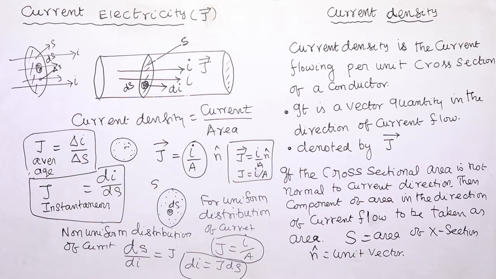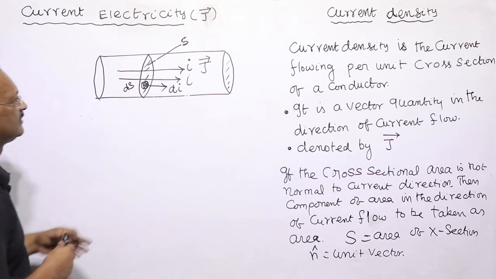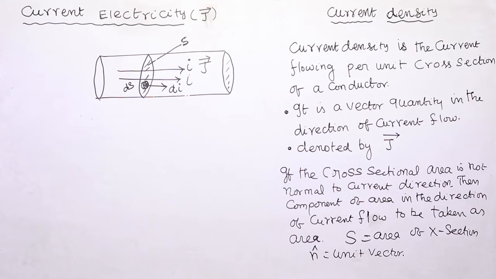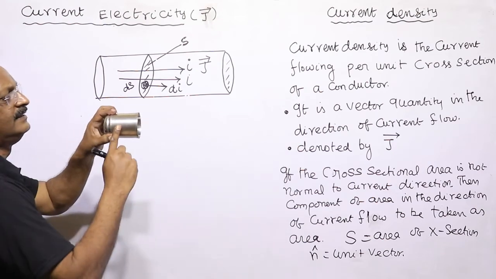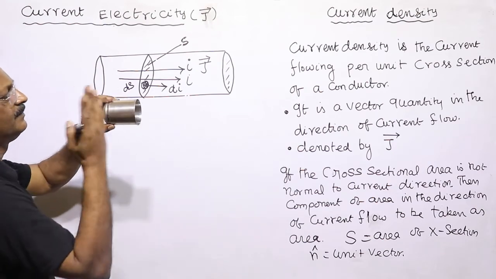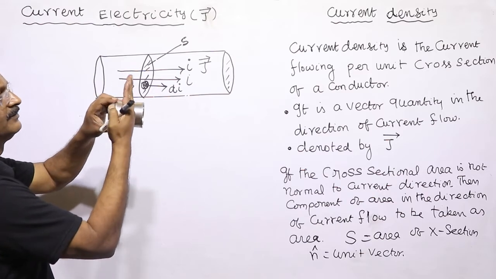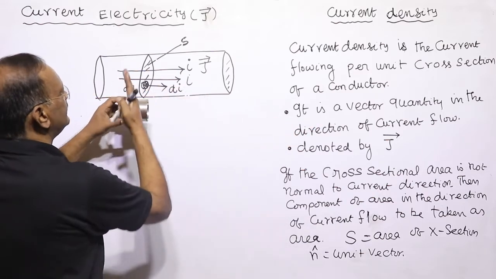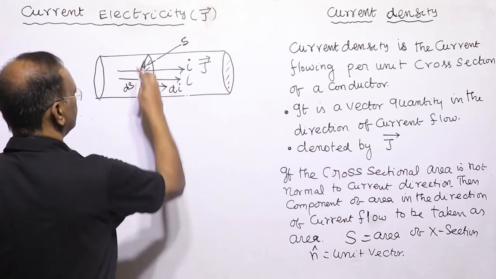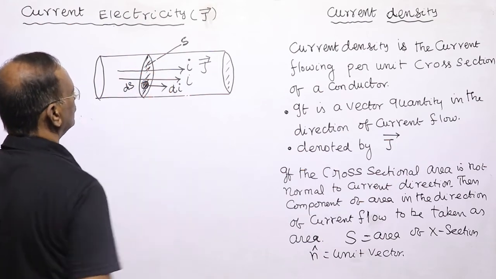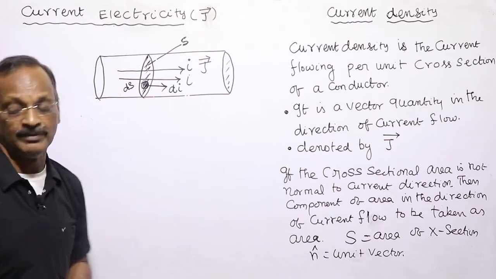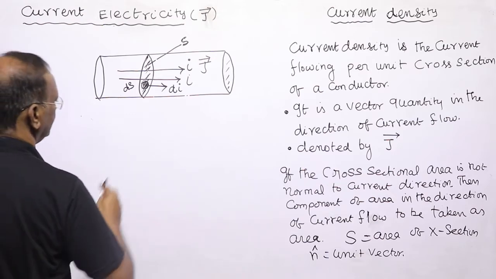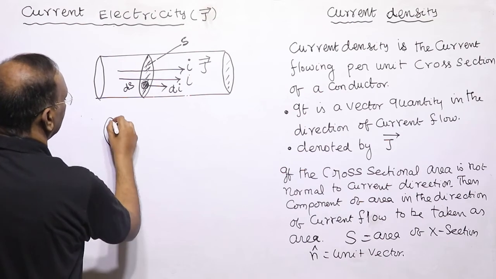Next thing we see: suppose this is the conductor, this is the conductor length. Say we take a cylindrical shape, and if we cut it, the area of cross section is perpendicular to the direction of current. Current is in this direction. This is the area of cross section. Area of cross section will be like this. So in this case the area of cross section is not perpendicular. If it is not perpendicular, how can we take it? We can take it this way. This is the conductor.